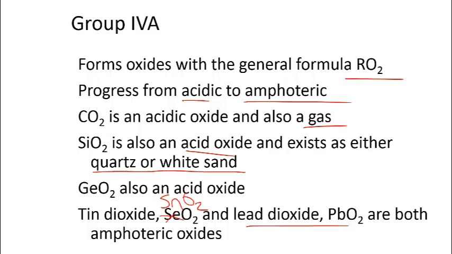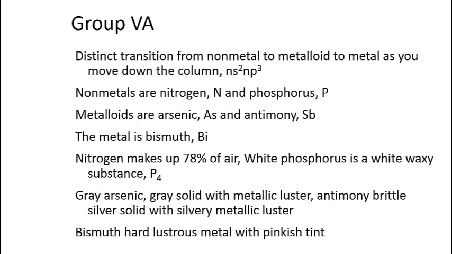Moving on to group 5A elements. Now, this group of elements shows a distinct transition from nonmetal to metalloid to metal as you move down the column. They've all got electron configurations in the form ns2 np3, meaning their s subshell is filled, and they've got 3 electrons in their outer p subshells.